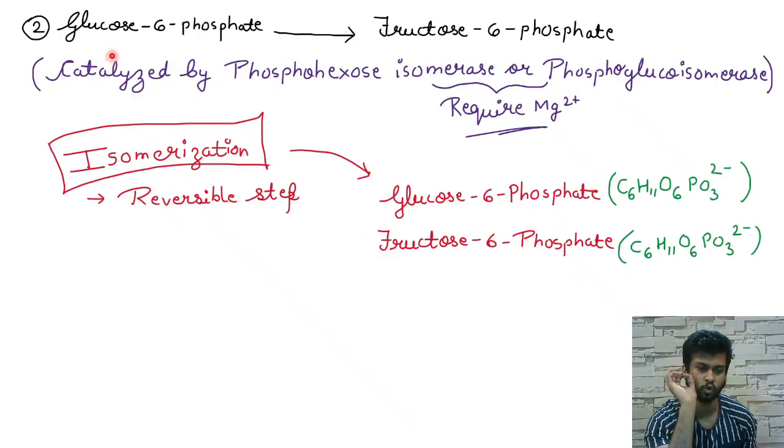The second step is glucose 6-phosphate will be converted into fructose 6-phosphate, which will be catalyzed by the enzyme phosphohexose isomerase or phosphoglucoisomerase. It requires magnesium ions to function efficiently. This step is known as isomerization, and it is a reversible step. So why is this step known as isomerization? Because glucose 6-phosphate and fructose 6-phosphate have the same chemical formula. Only there is a difference in the arrangement in the chemical structure. Okay.